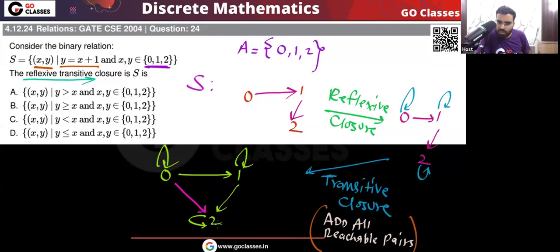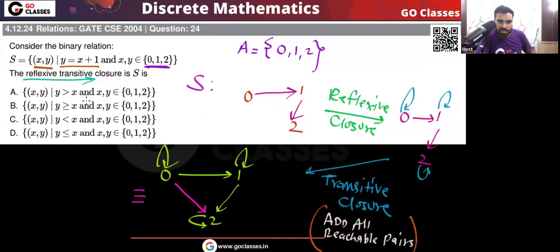Yes or no? You can notice that from 2 to 1 there is no path. From 2 to 0 there is no path. From 1 to 0 there is no path. So that's it. This is your final answer. Remember, this is the final answer.